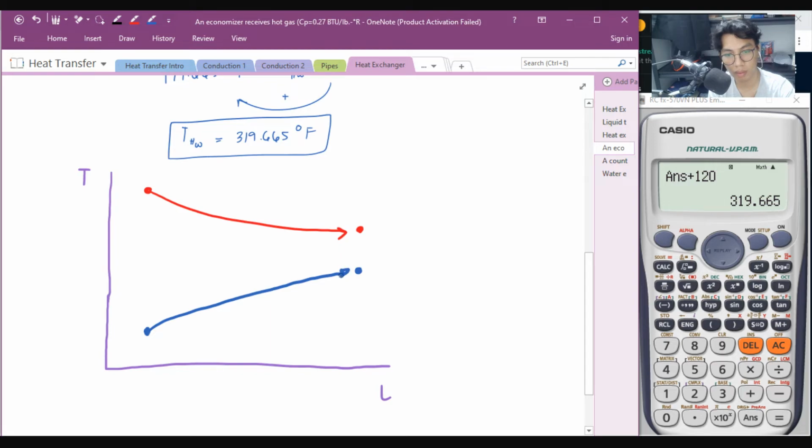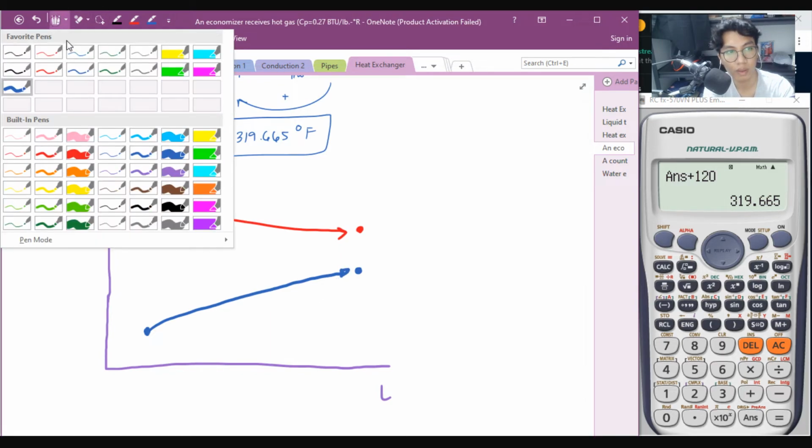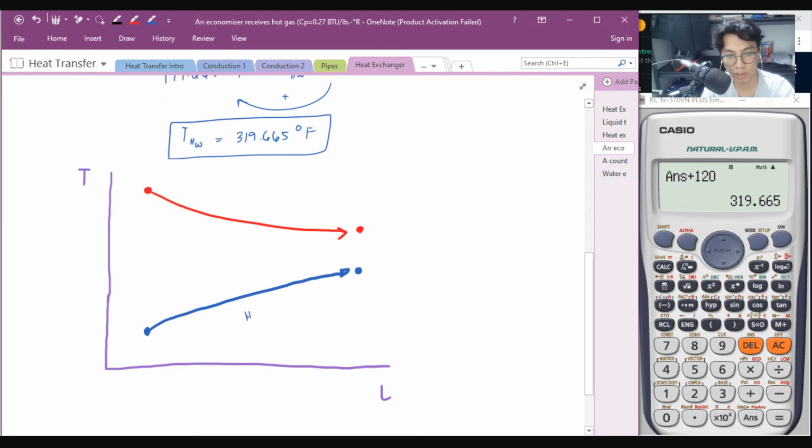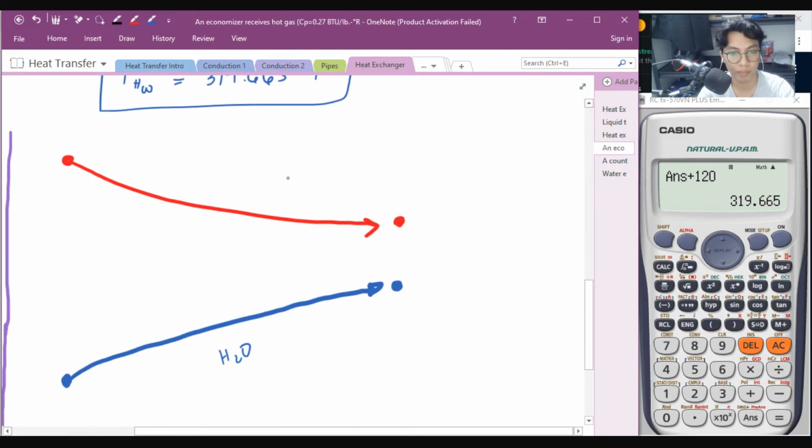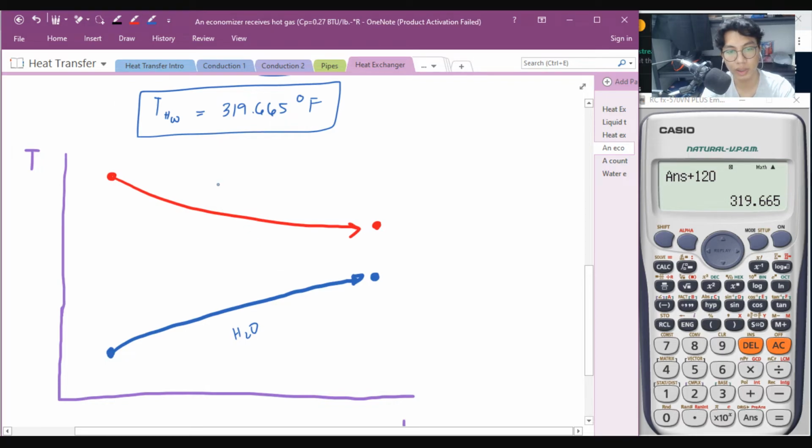Yan. Co-current. This is the H2O side. This is the gas, H2O. The gas is at 845 degrees Fahrenheit. Tapos, lalabas yan 352.